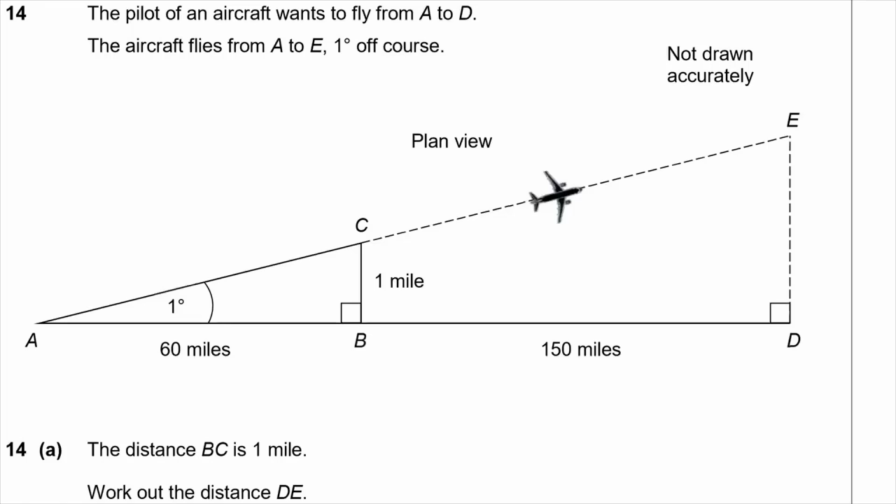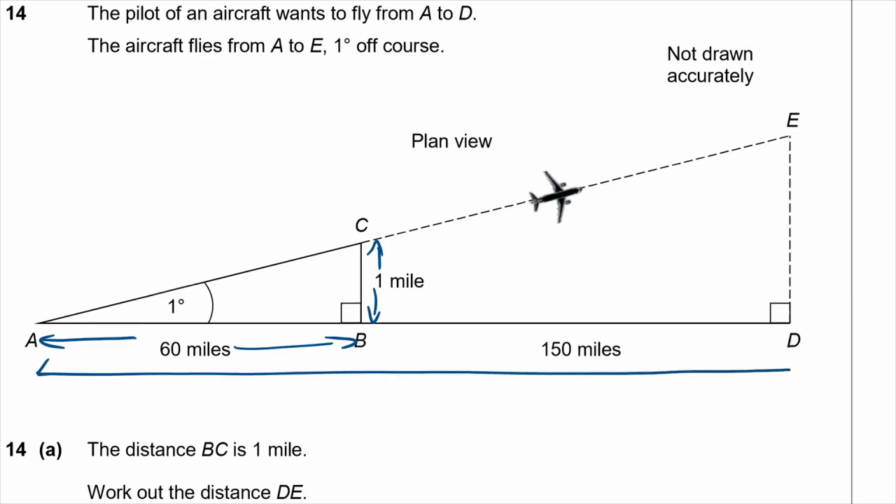We know that from here to here is 60 miles. So for every 60 miles, he's 1 mile off course. Okay, so by the time he's gone this distance, which is 60 plus 150, which is 210 miles, how far off course is he now?